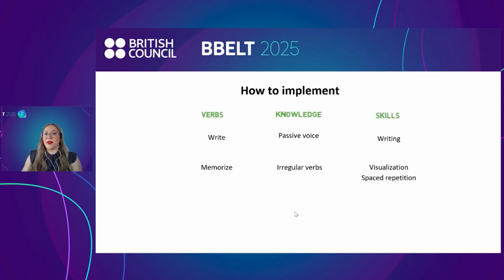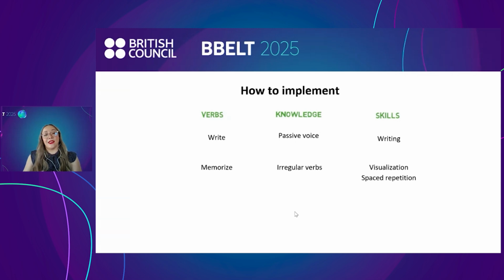How are we going to implement this better writing of objectives? Well, we need three things to write a good objective. We need a verb, we need a knowledge, and we need a skill. So for example, here we have write as the verb, the knowledge is passive voice, and the skill would be writing, right? Another example would be: the verb would be memorize, the knowledge would be irregular verbs, and the skills required there would be visualization and spaced repetition.